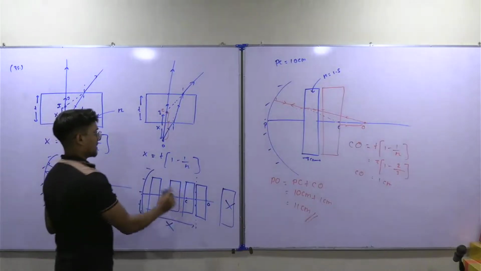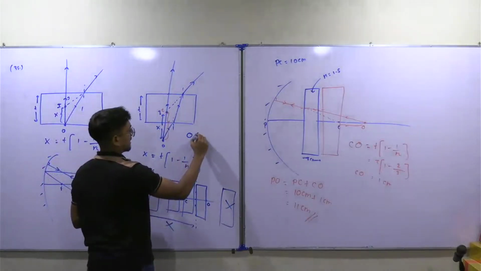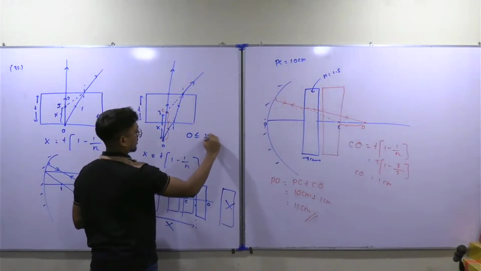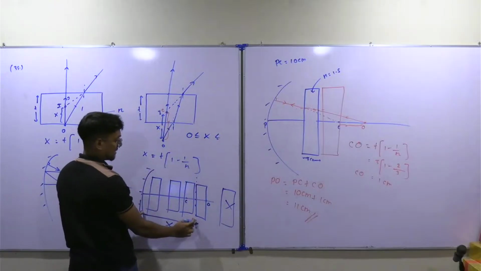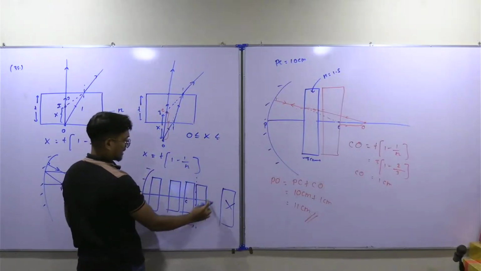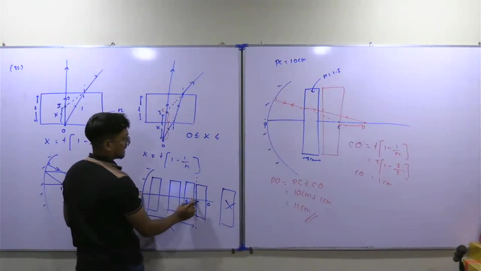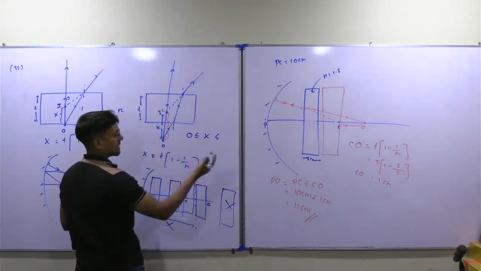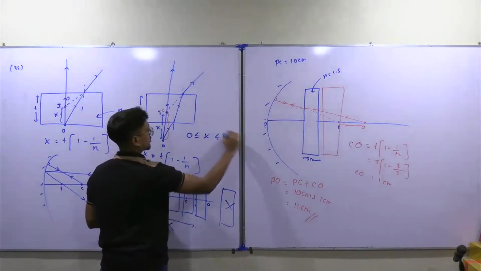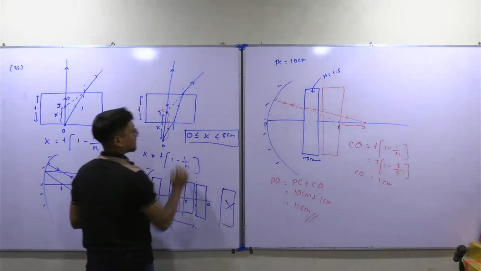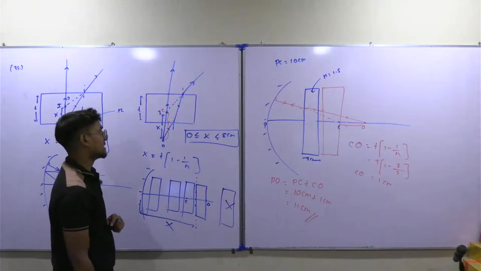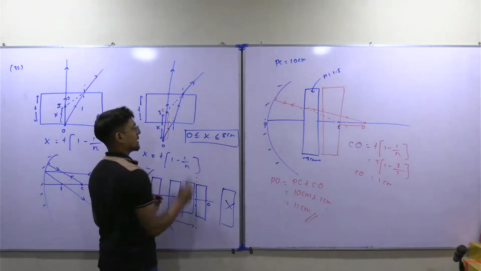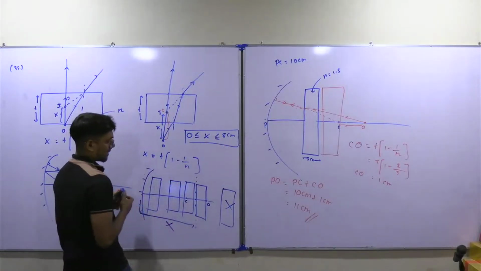So X should be greater than or equal to 0 and less than this length. What is this length? From here to here, that is 11 centimeter. The thickness of the glass block is 3 centimeter. So from here to here, the length is 11 minus 3, that is 8 centimeter. So you can place the glass block anywhere between 0 and 8 centimeter.